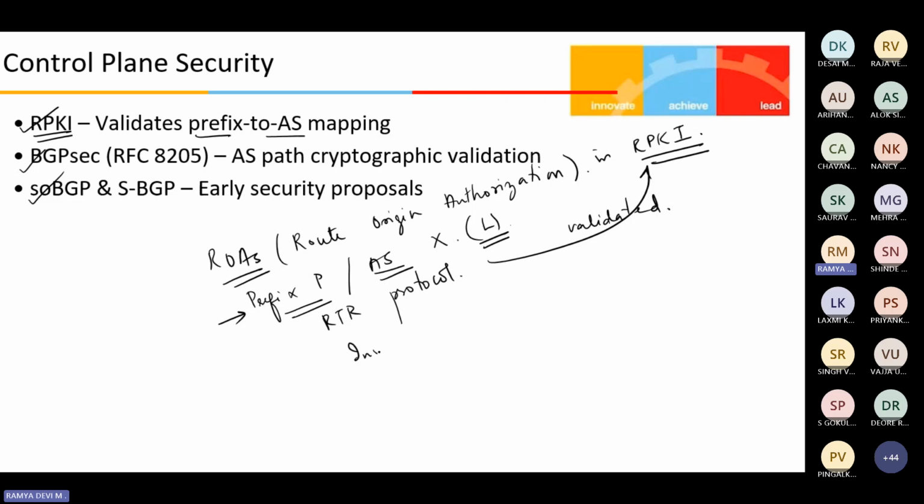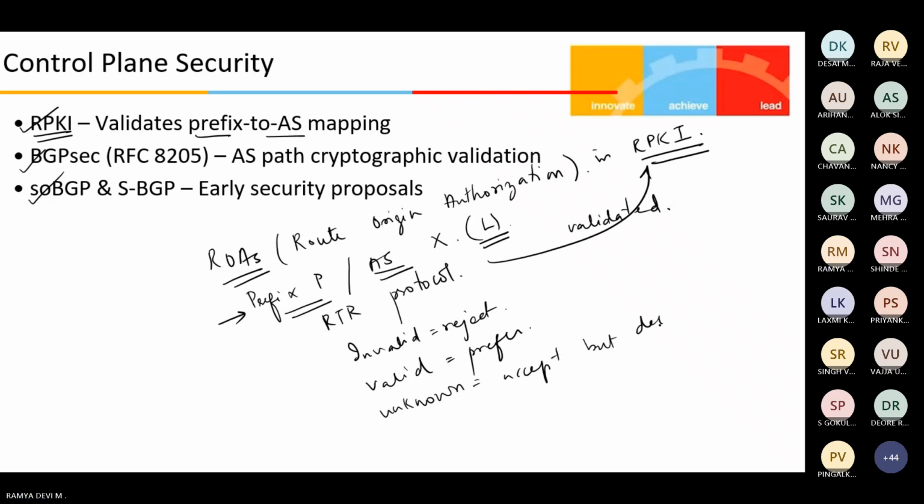So either for invalid, it will be rejecting. For valid, try to prefer. If it is unknown, we can accept, but we de-prefer. All these things can be provided in the ROV policy, and we can monitor with the help of alerts. This can be integrated with ROA changes into change management.